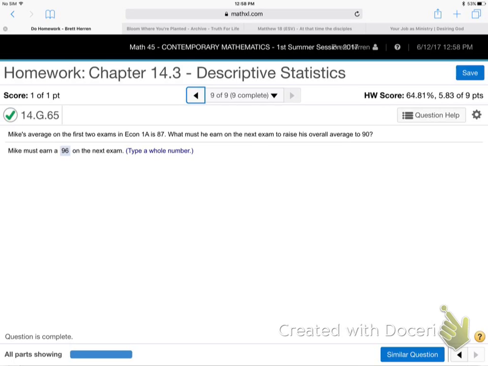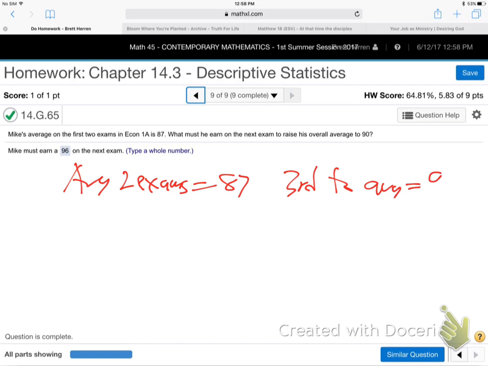All right, Mike's average on the first 2 exams in econ is 87. What must he earn on the next to raise the overall score? So if Mike has an average on 2 exams of 87, what does he need on his third to average 90? He wants to get an A. He wants to have an overall average of 90. He's got, on the first 2 exams, an average of 87. What does he got to get on the third to average 90? Well, I got the answer already up there. How do I figure that out?